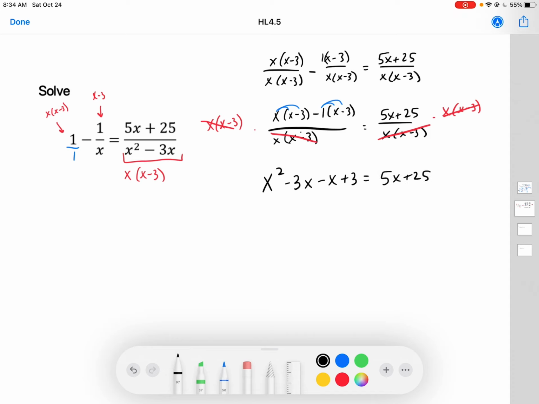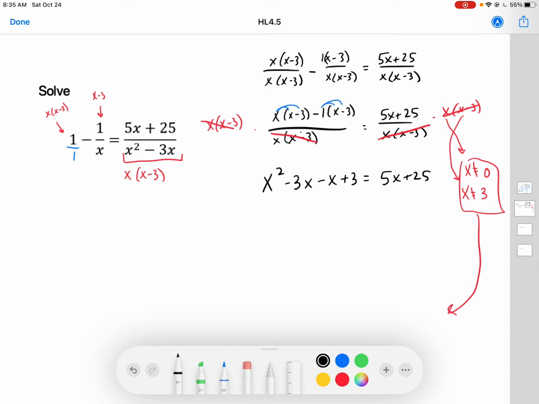Denominators are gone, but off to the side, we should remember our excluded values. So x can't be 0 because that's the 0 of x. And the 0 of x minus 3 is 3, so x also can't equal 3. So that's going to be important at the very final step when we check our answer.